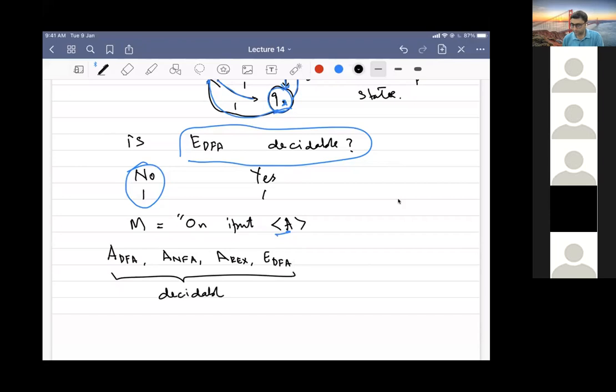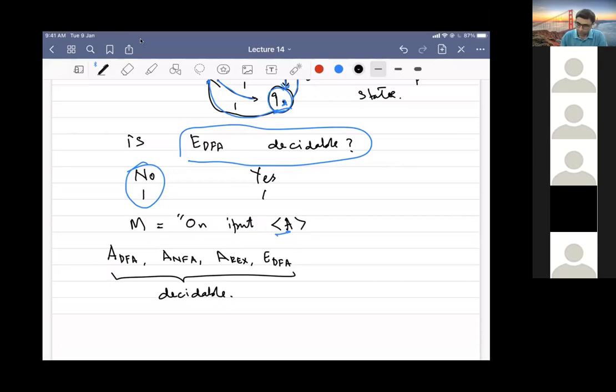You said for EDFA we can make a Turing machine which will check all the states one by one and then see at the end if there is any accept state or not. So will it have to first simulate that DFA in order to check all the states? How else do you suggest that we can do it? Yeah, that's exactly what I was confused about. So first we have to simulate the DFA and then we will check, right?